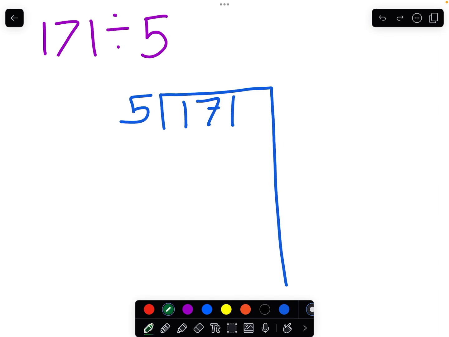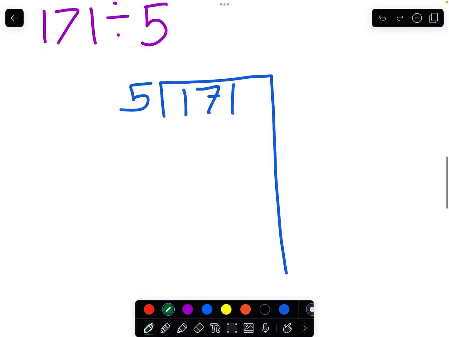I'm going to say, okay, 5 times 10 is 50. I could do 50. Let's just do 50. Let's keep to friendly numbers. I could also say 5 times 100 is 500, but that is too big. That's greater than 171. Let's just do 5 times 10, which is 50.